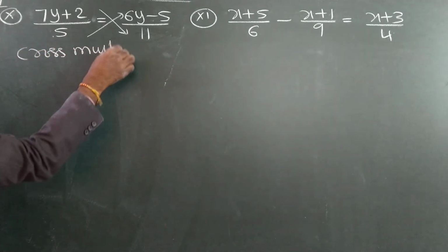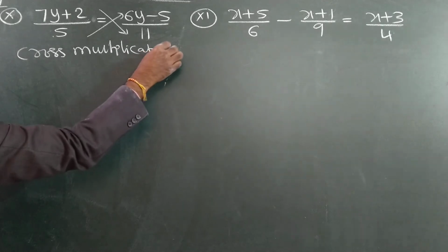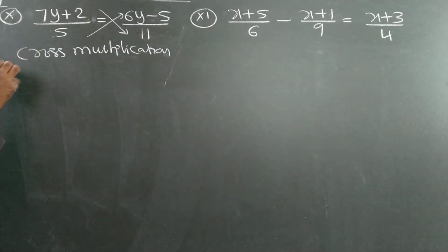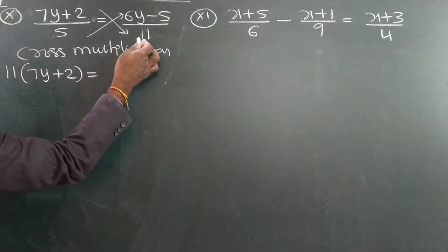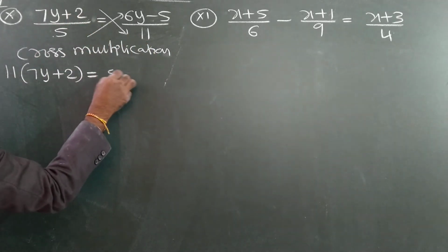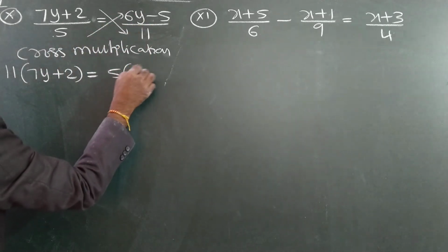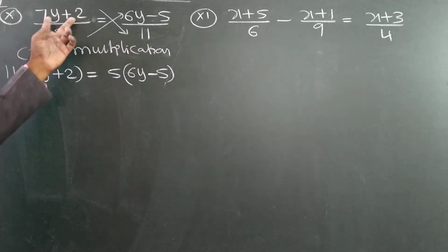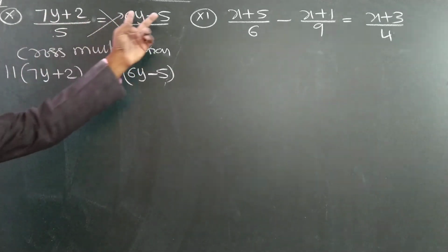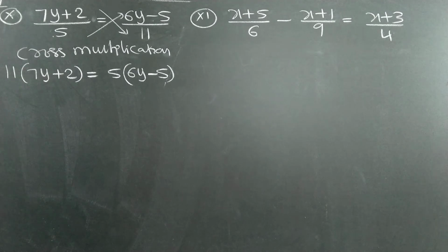Cross multiplication: 11 into (7y + 2) is equal to 5 into (6y - 5). Do it. What is the answer? Somebody got one.